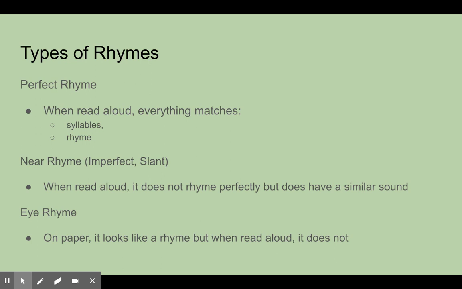Beyond a perfect rhyme, there is something that we call a near rhyme, because nothing in life, including poetry, is perfect. So a near rhyme will also be called an imperfect or a slant rhyme. And the easiest way to remember this is very simply that when you read a piece of poetry out loud, the rhyme will not match perfectly. It will have a similar sound when you read it out loud, but it very clearly will not be perfect. It will not sound the same and it'll feel a little off.